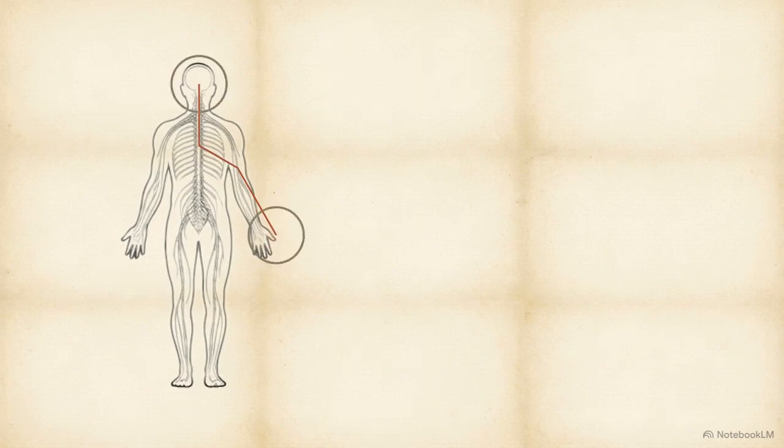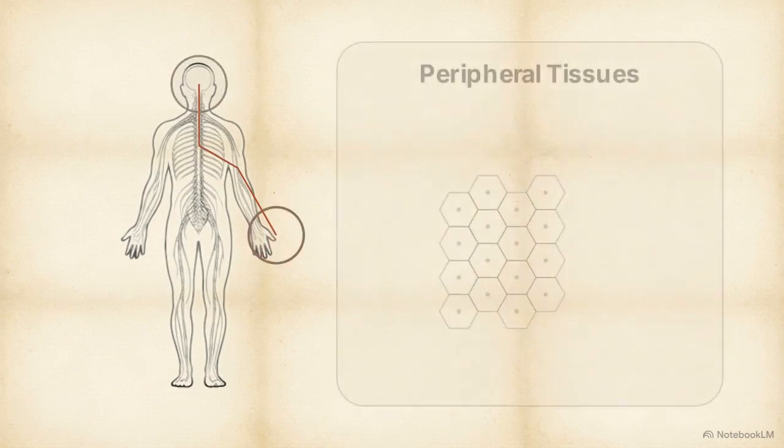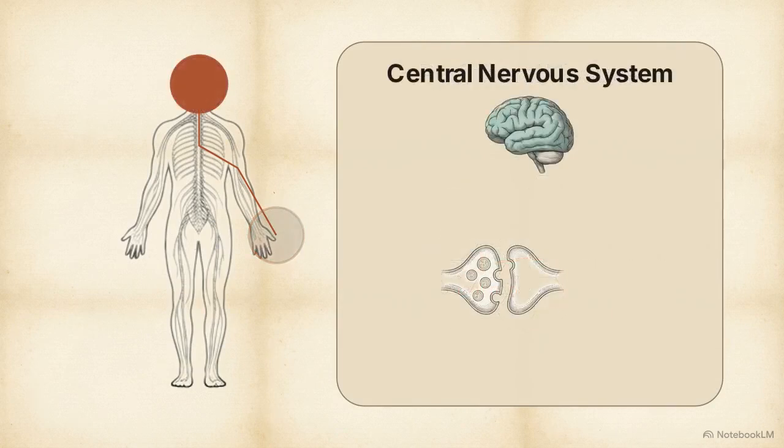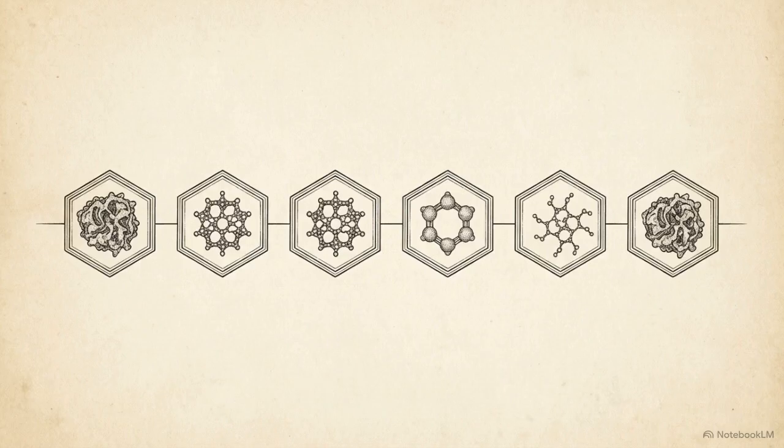Analgesics intercept this transmission at 2 points. Non-opioids target the peripheral tissues, where the signal originates. Opioids target the central nervous system synapses, where the signal is processed. We will now map 6 specific analgesics to their exact biochemical intervention points along this pathway.